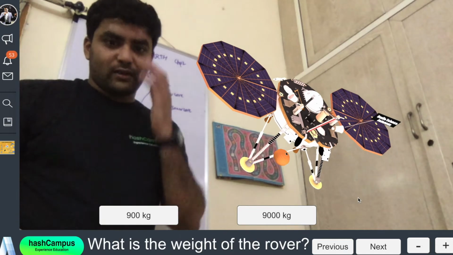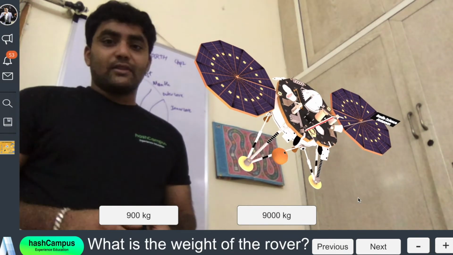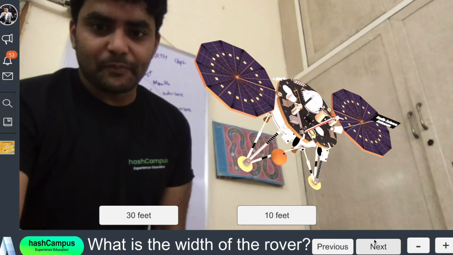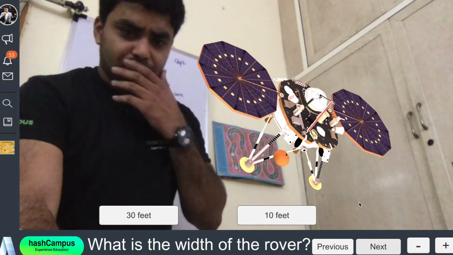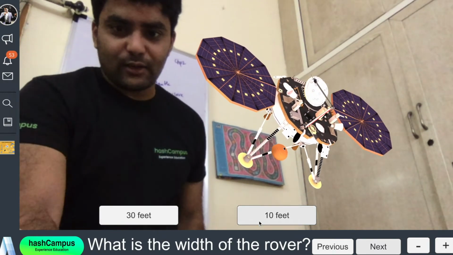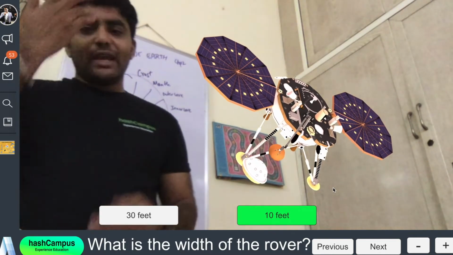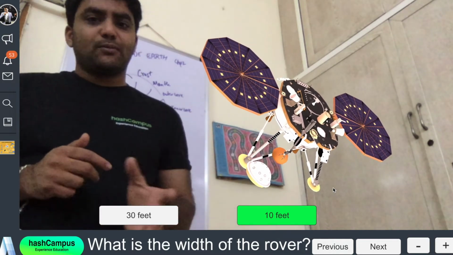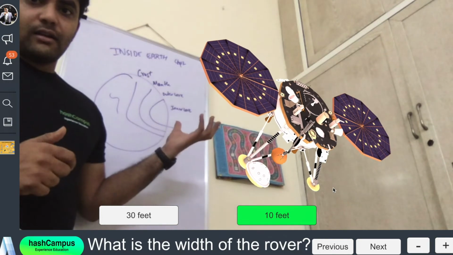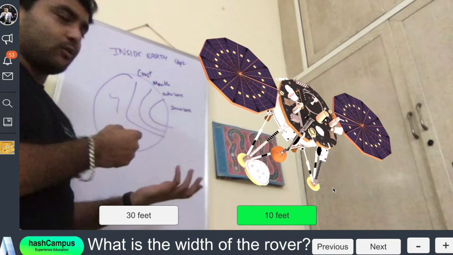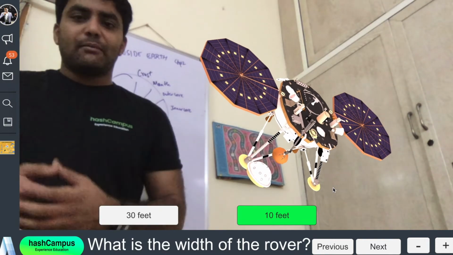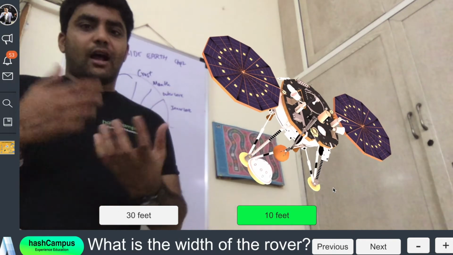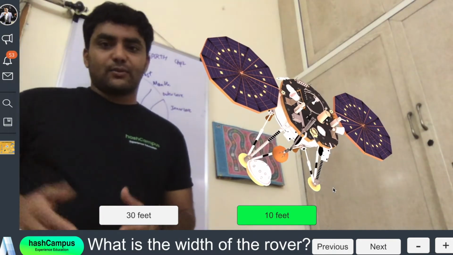The weight of the rover, is it 900 kilos or 9,000 kilos? Let me choose the right answer. It's 900 kilos. And what is the width of the rover? 30 feet, yeah, 10 feet. I'll go with 10 feet. Yeah, that's right. So we have a complete knowledge curve that is being built along the classroom program, shifting the passive learning mode of one-way writing instead to a complete immersive mode where a teacher can showcase what's being presented as an idea and how the content can be delivered in the classroom.